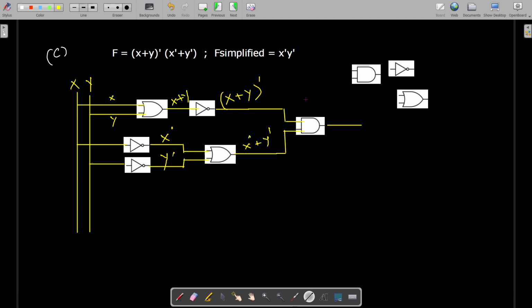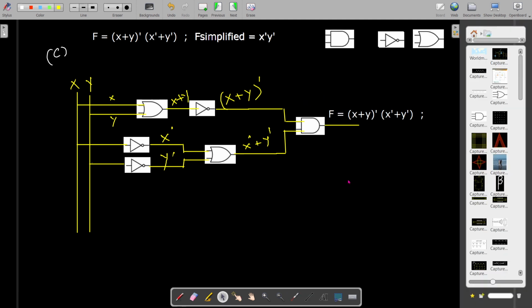That is f is equal to, so now we got the function f is equal to x plus y the whole dash ANDed with x dash plus y dash. Now we'll proceed with this f simplified.